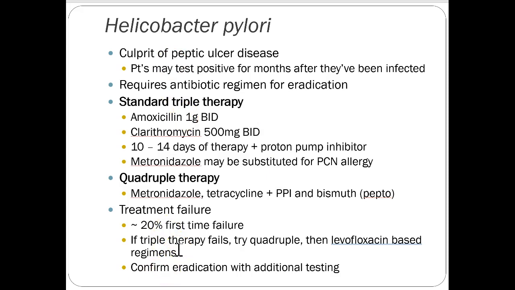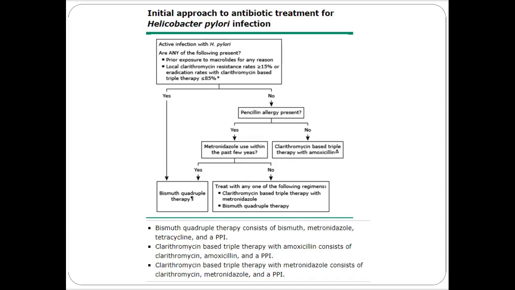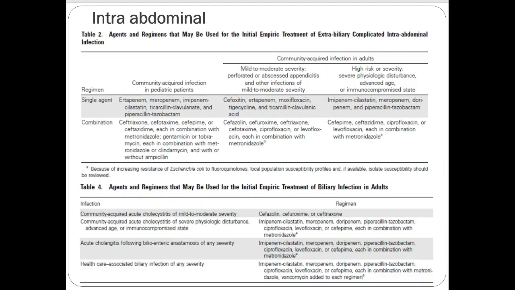Usually the general strategy, if you try triple therapy, if it doesn't work, try quadruple. You can confirm eradication with additional testing at each interval. If quadruple fails, then there's some levofloxacin-based regimens that are a little more complicated that I'm not going to get into, but there are other options to try. And here's a little guide in case you want to look at a chart.